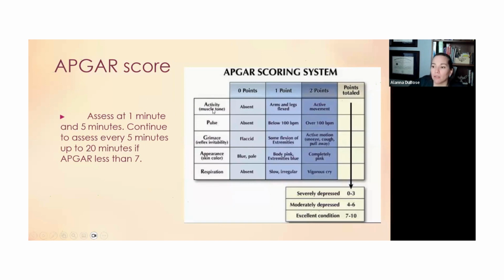So we score it. There's 5 categories, and we give 0, 1, or 2 points for each category. There's a good video too on this if y'all want to go back and watch the videos and the resources. But just as a quick overview, we give a score for the activity. So if this baby came out completely limp and isn't moving at all, then it's going to get 0 points for that category. If it's kind of moving, but it's really not active and looking like an angry baby right after delivery, then it might just get 1 point.